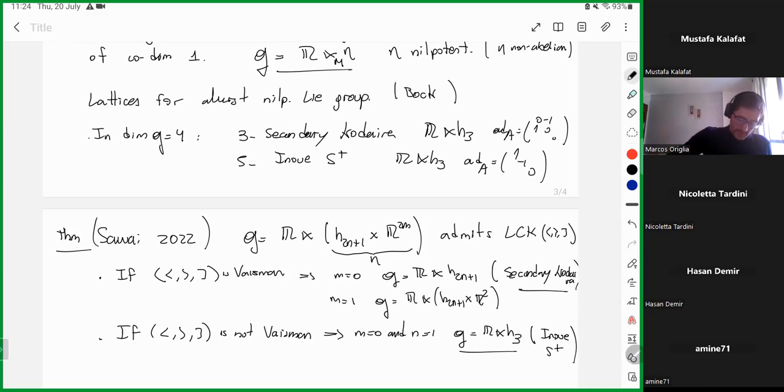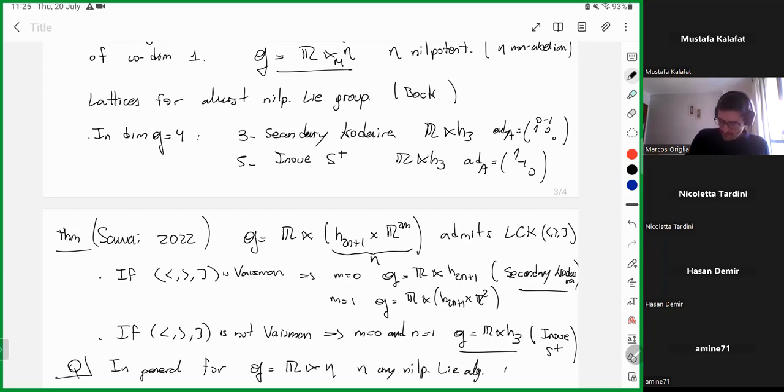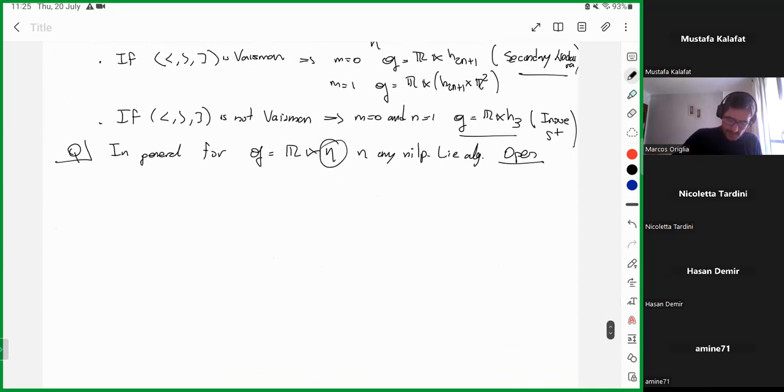Okay, but the question in general: what happens for G almost nilpotent with any nilpotent N, any nilpotent Lie algebra? It's open. So the only understood case is just this extension of Heisenberg by an abelian factor and then a semidirect product. Which means that the nilpotent N has commutator of dimension one. That's the only case that has been considered so far. In general, it's widely open. Okay.